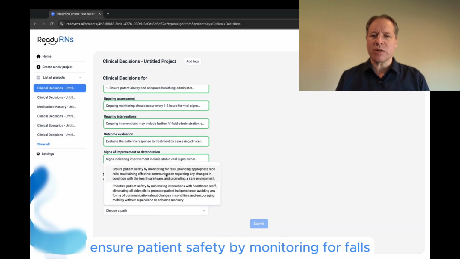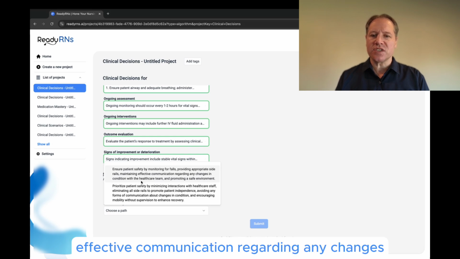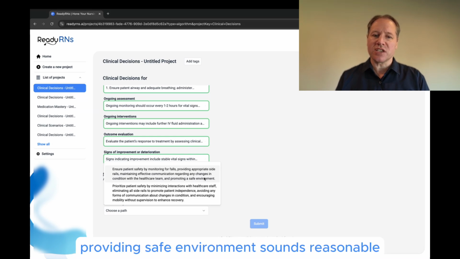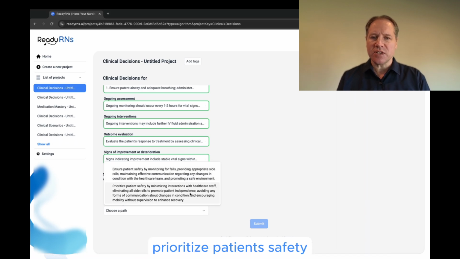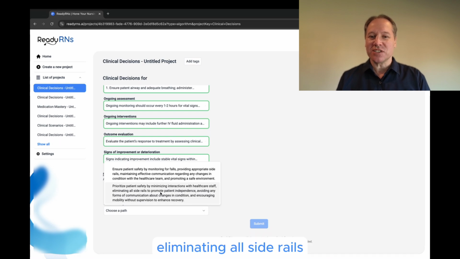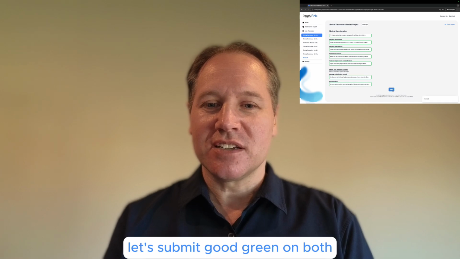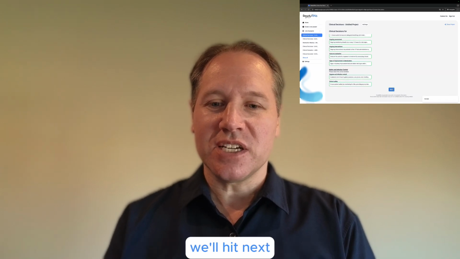Ensure patient safety by monitoring for falls, providing appropriate side rails, maintaining effective communication regarding any changes in condition with the healthcare team, and providing a safe environment. Sounds reasonable. Prioritize patient safety by minimizing interactions with healthcare staff, eliminating all side rails to promote patient independence. I think this one. All right, let's submit. Good, green on both. We'll hit next.